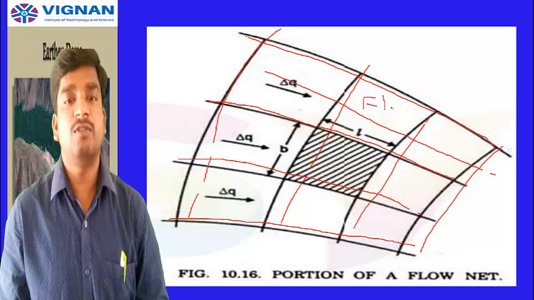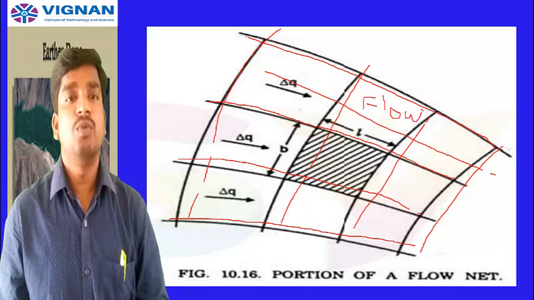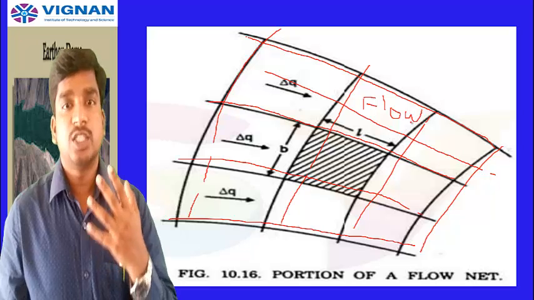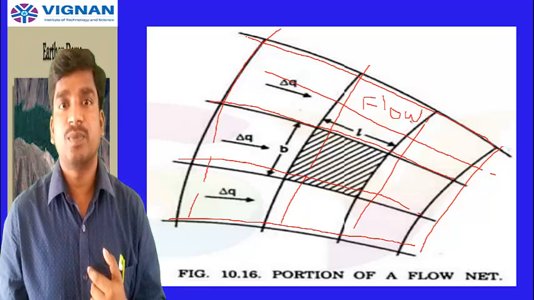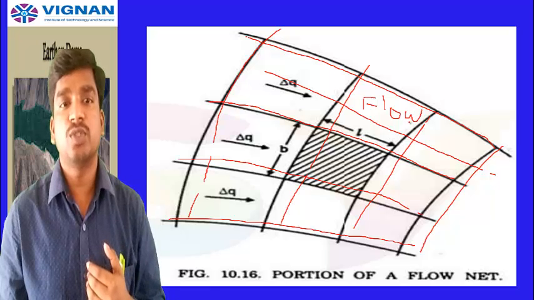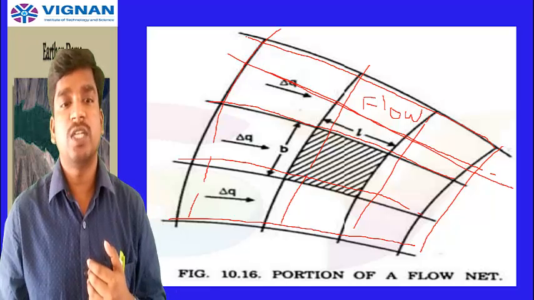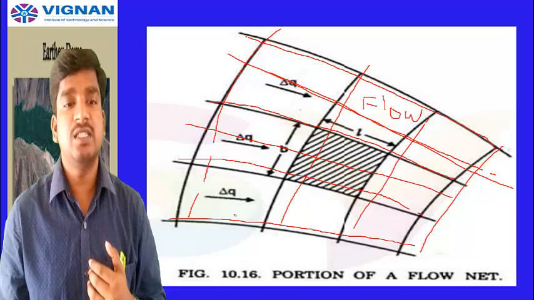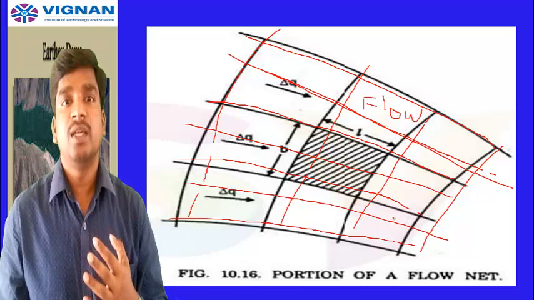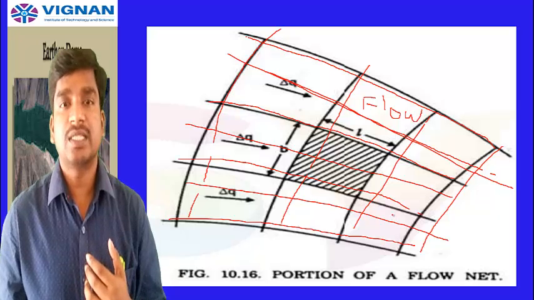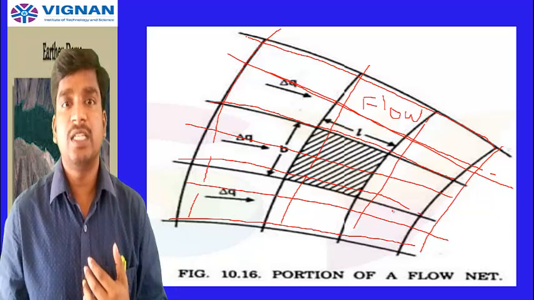See, what is a flow channel? A flow channel is the space enclosed, the portion between two successive flow lines. So this is one flow channel, and this is one more flow channel. This is the other flow channel. The space enclosed between two successive flow lines is called a flow channel.